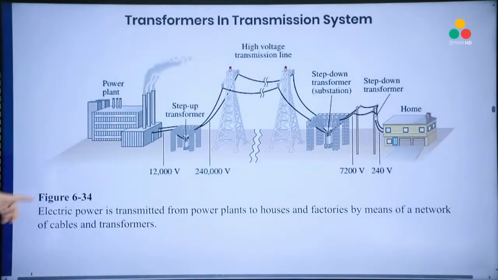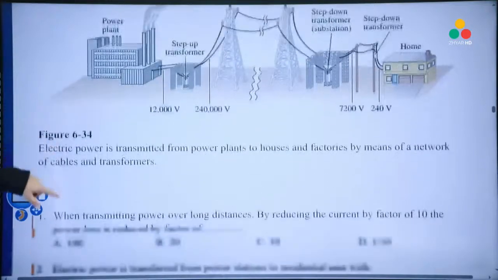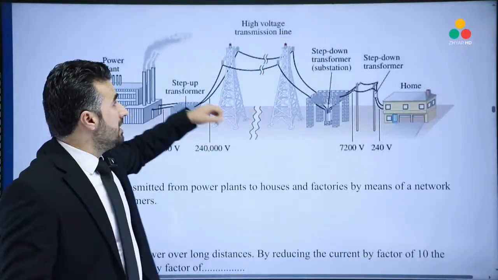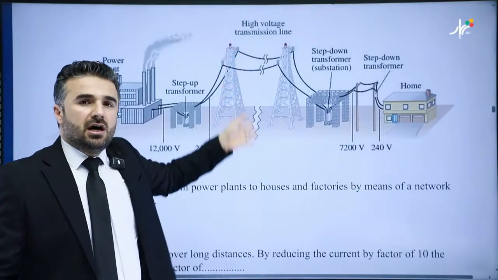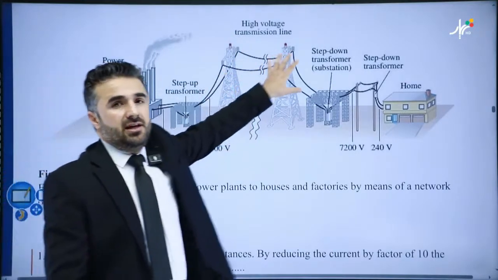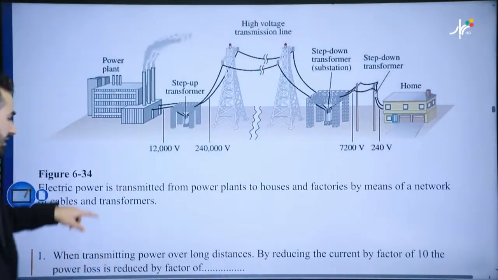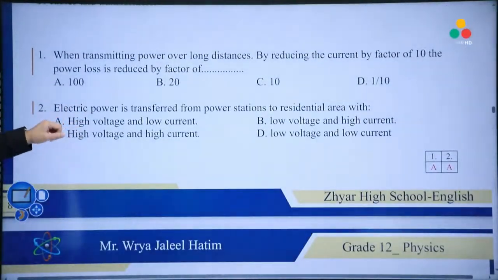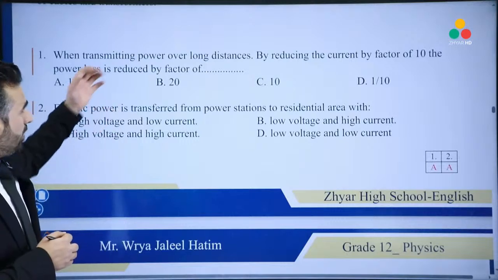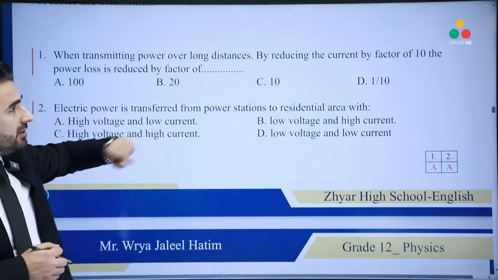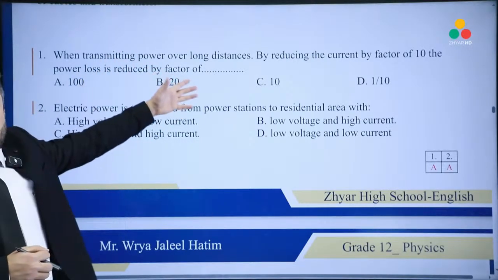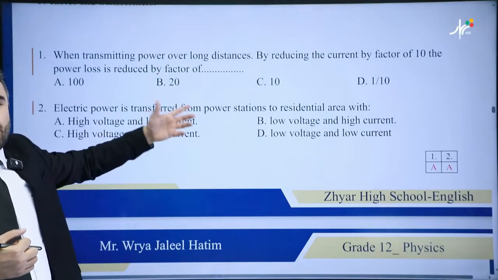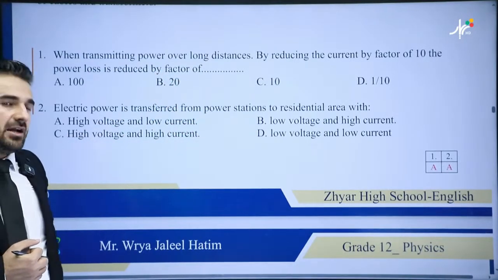Okay, now that was for transferring the power. So if you ever want to transfer power over long distances, you'll have to step up the voltage and lower the current so that the energy or the power loss will be less. Okay, now we have a few questions here. These questions are very easy. The first one says, when transmitting power over long distances by reducing the current by a factor of 10, the power loss is reduced by what? Because power loss is current squared times the resistance, you'll be saving the power by a factor of 100.